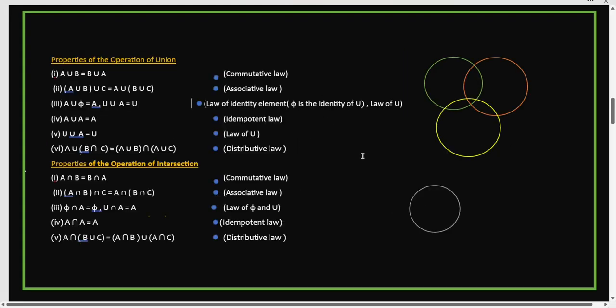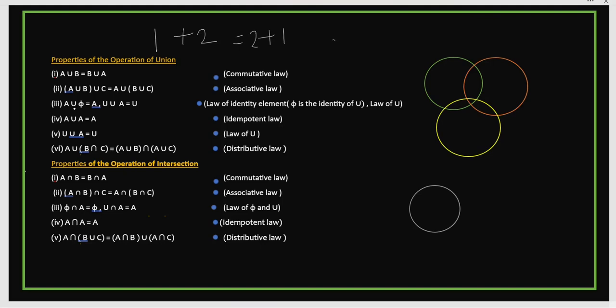I'm just revising again the properties of the operations of union and intersection. Commutative property: A union B is equal to B union A. This is also like an axiom. If you join A to B or B to A, it's like 1 plus 2 or 2 plus 1. The order doesn't make any difference, right? It's similar to that. And the associative law, I will give the proof in this video only.